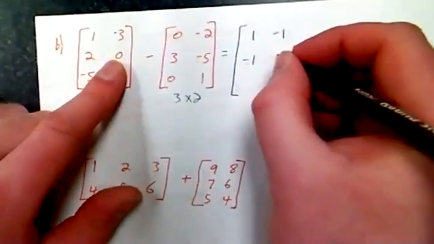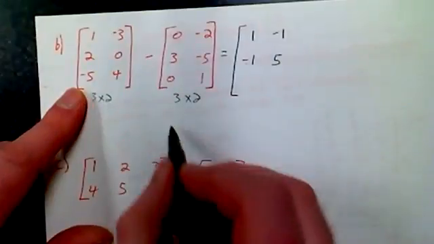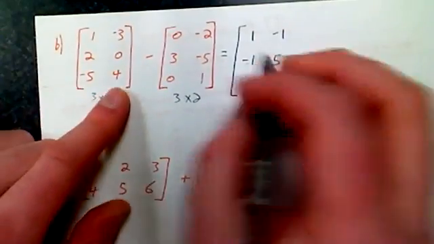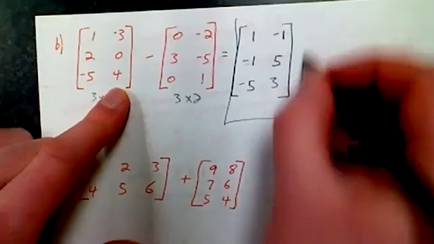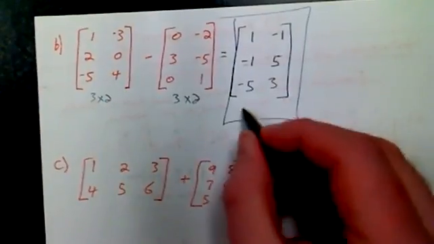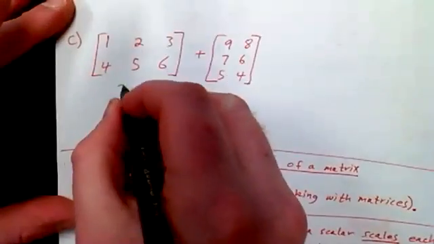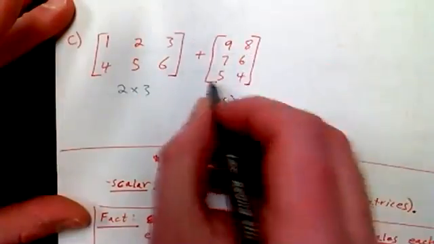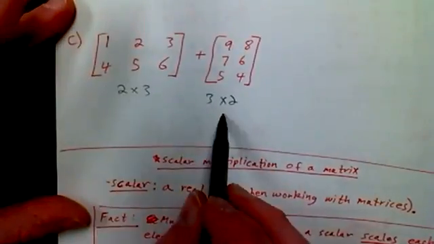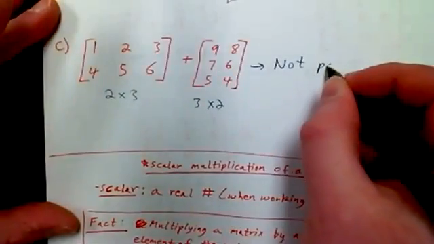0 minus negative 5, that's 0 plus 5, is 5. Negative 5 minus 0 is negative 5. And 4 minus 1 is 3. So there we go. And once again, 3 by 2. Finally, C, this is a 2 by 3, 2 rows by 3 columns. And this is a 3 by 2, 3 rows by 2 columns. These don't match, so we cannot add these, not possible.